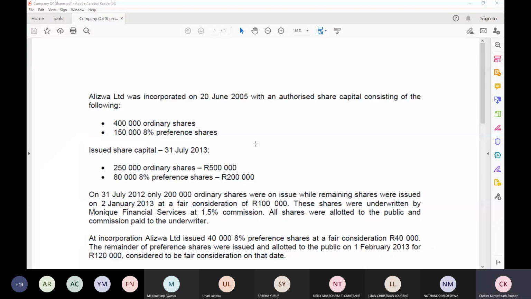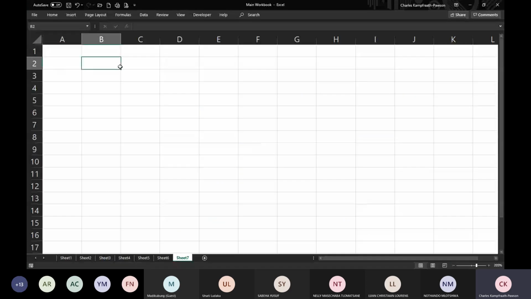I hope you guys can all see the screen. Guys, the question that we will be focusing on tonight is a share question where we have an underwriter involved. So what is the purpose of an underwriter? If you think about it, why does a company issue shares? What is the reason for a company issuing shares?